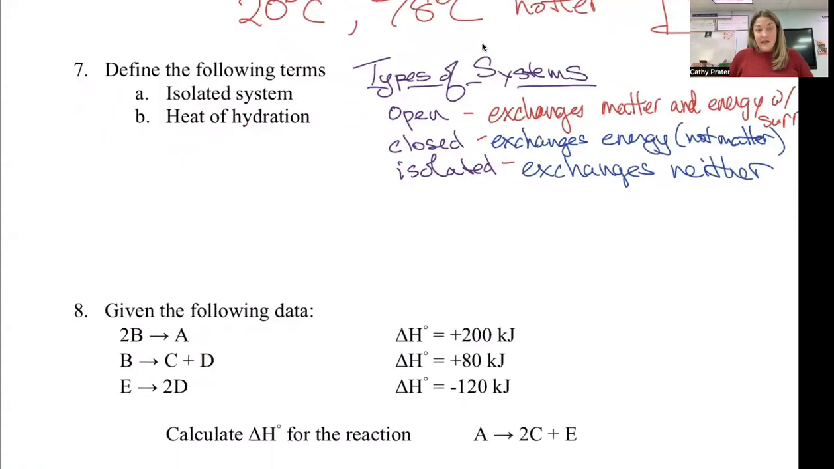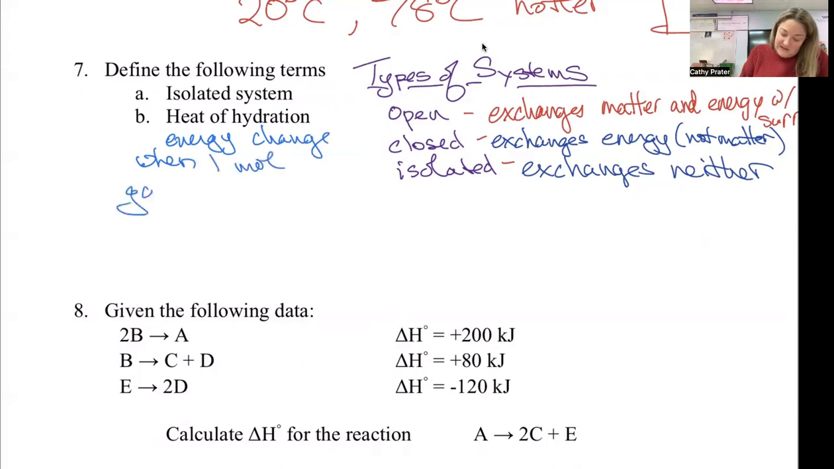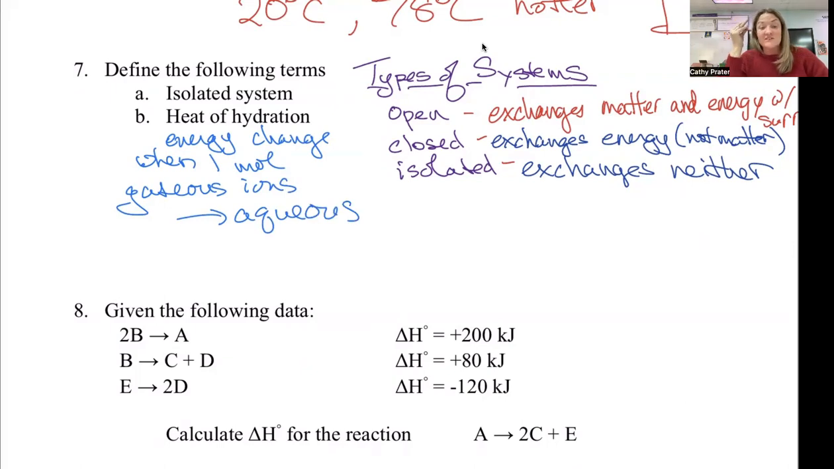Okay. Heat of hydration should be in your notes. And it should be in your notes as the energy released, actually, it's probably more correct to say the energy change, though it's going to be a negative value, when 1 mole of gaseous ions become aqueous. So as a new bond is forming between water molecules and gaseous ions, and then they become aqueous ions, this is a bond forming. So that means it's always going to be exothermic.